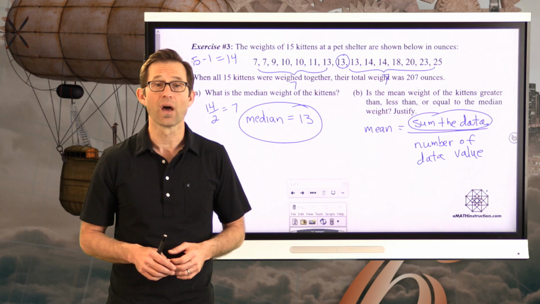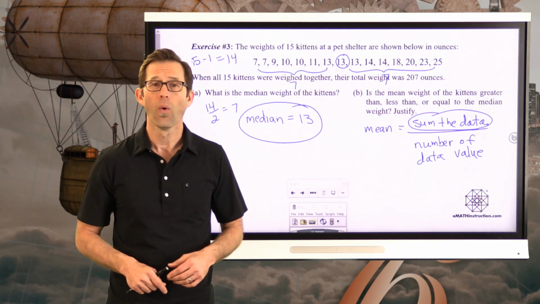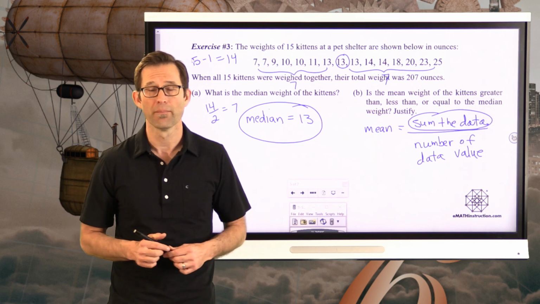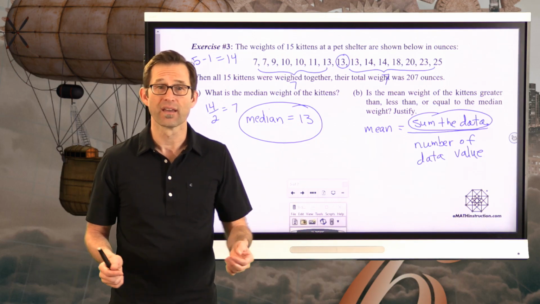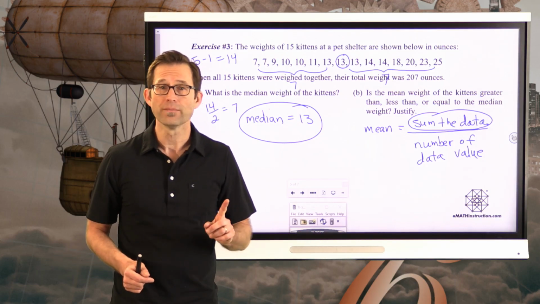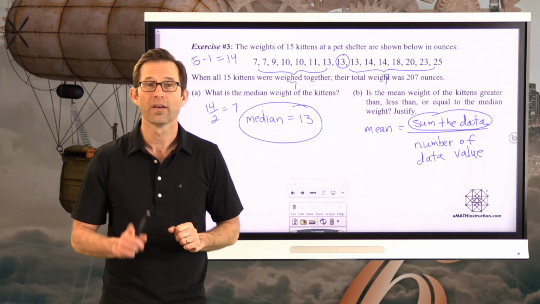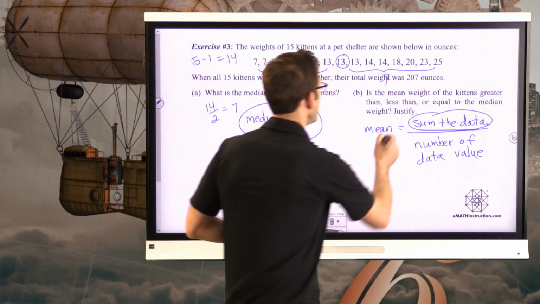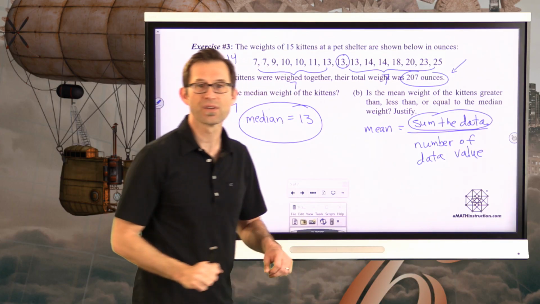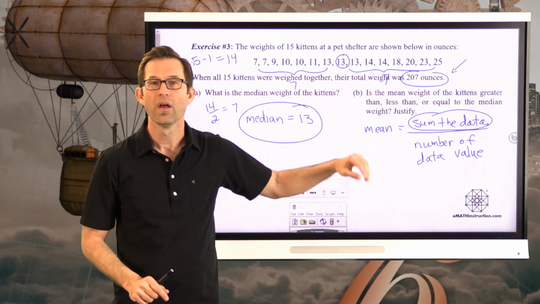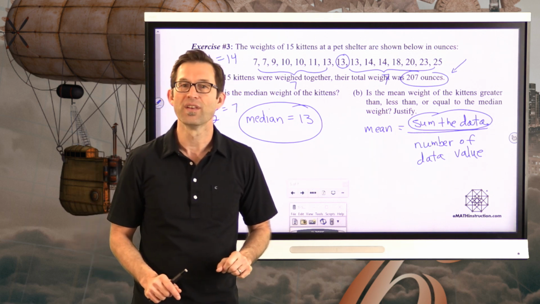Most real statistics is done on what are called spreadsheets. One common one is Microsoft's Excel program, or let's say Google's Sheets program. These things would add the data set all up without you having to do anything other than saying, add all the data points up. Now, if we had to add up all these data points, we'd want to do so extremely carefully. But the problem here tells us what their sum is. It literally says, when all the kittens were weighed together, their total weight was 207 ounces. That is the sum of the data.